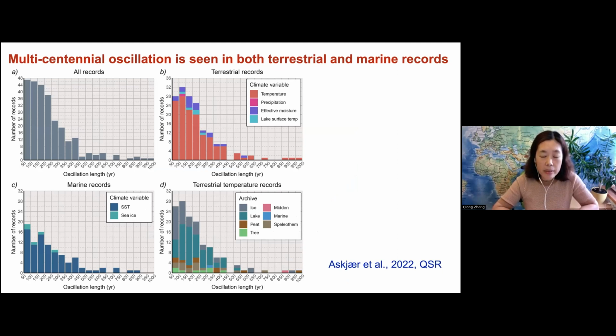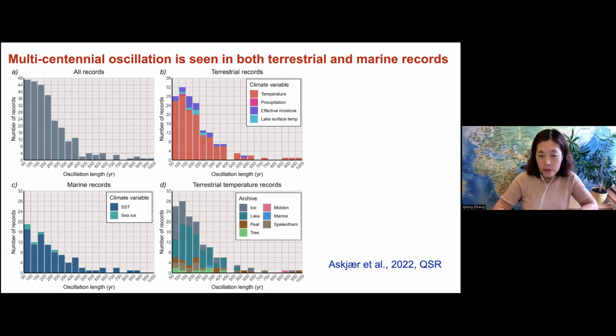Then again, of course, this is very trivial work, that you look at different records, and there are also terrestrial records and marine records. So we separate them or combine them all together, and they all show this. Of course, they have different periods and different amplitudes, but they all show this kind of multi-centennial oscillation.